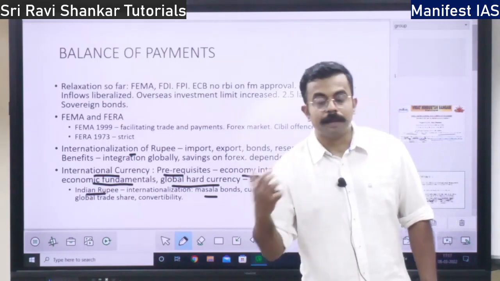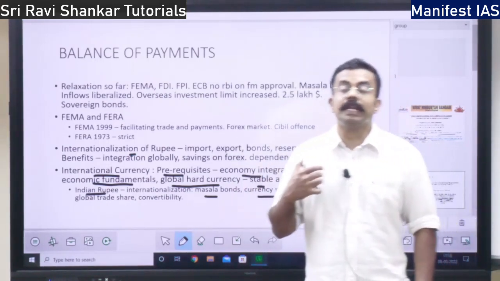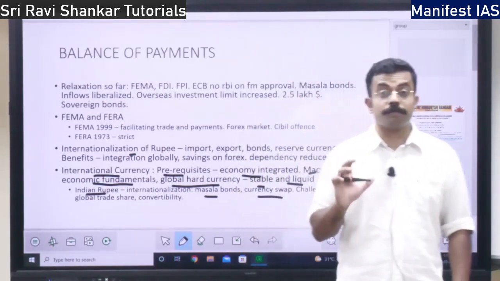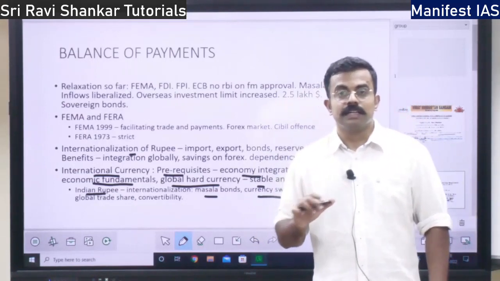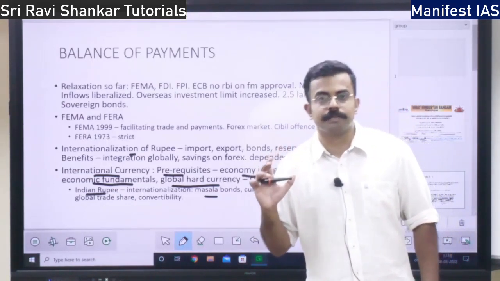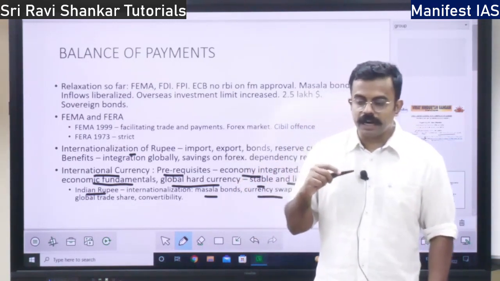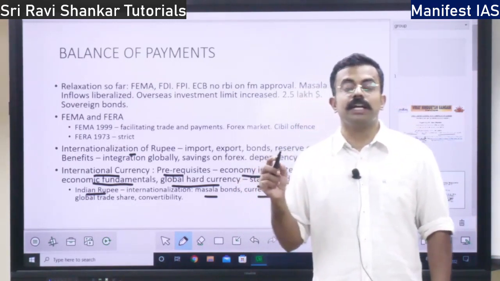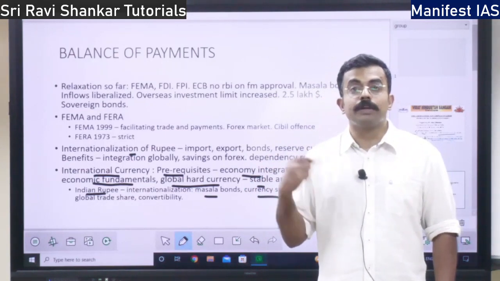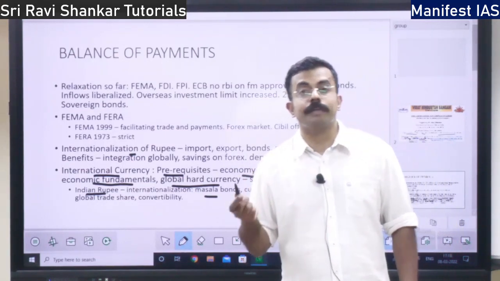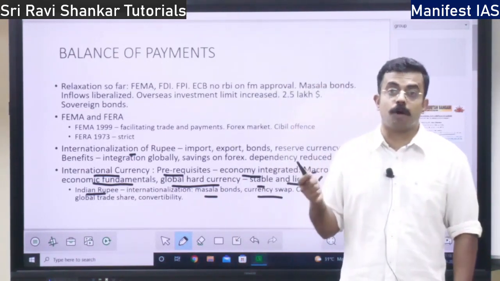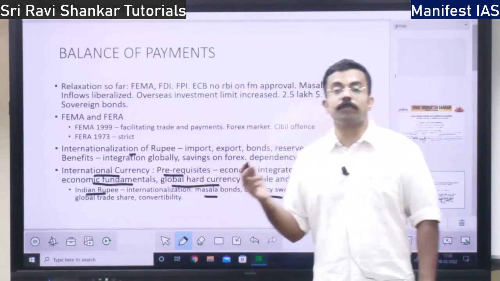What does it mean? Japan has given us $75 billion. So we can utilize this money whenever we want. In turn, what should India do? India should give Indian rupee to Japan, or in the form of loan, whenever they want, right? So this is the concept of currency swap.